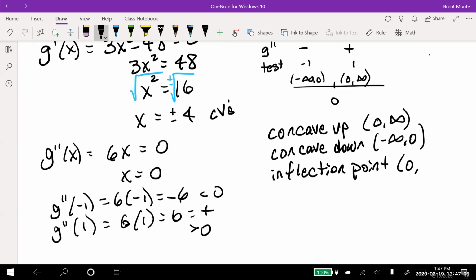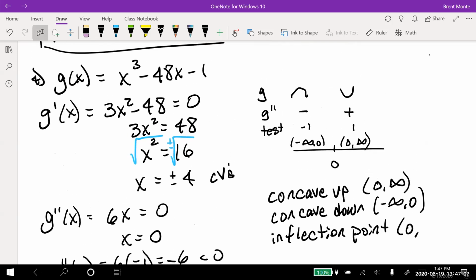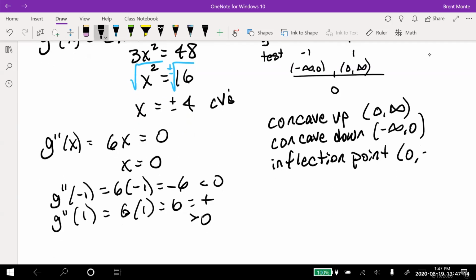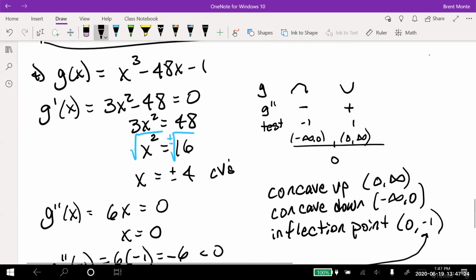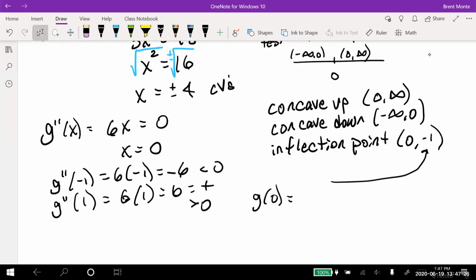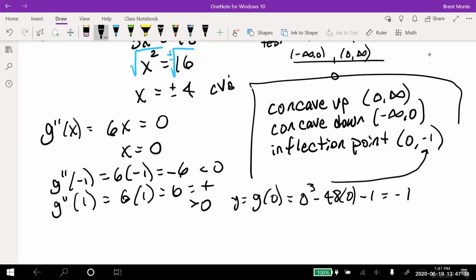Well, go back to the original function, x cubed minus 48x minus 1. If I plug in 0 for x, I'm going to get -1. So that's my y value of my inflection point. Now that value came from g of 0, which was, what did we say it was? x cubed minus 48x minus 1: 0 cubed minus 48 times 0 minus 1 equals -1. That was my y value. That's where that came from. So that answers all the concavity questions.